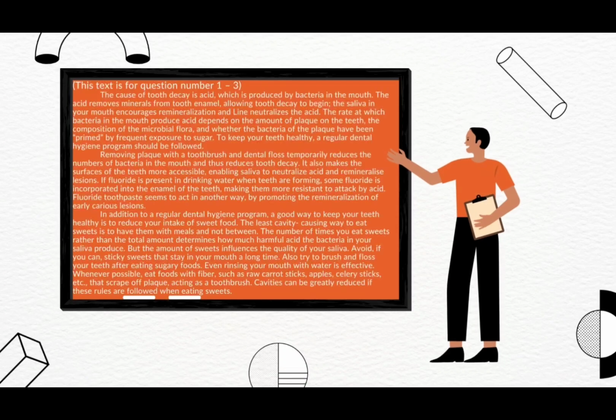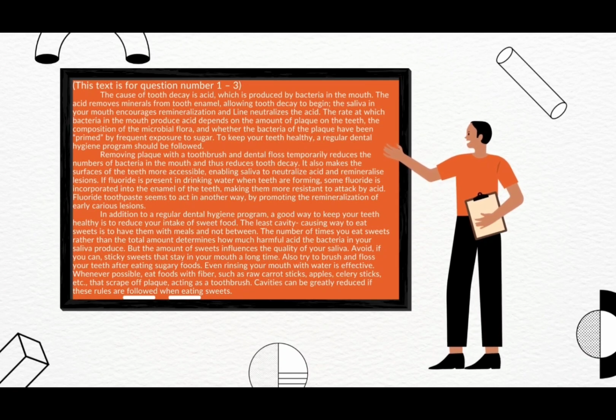In addition to a regular dental hygiene program, a good way to keep your teeth healthy is to reduce your intake of sweet food. The least cavity-causing way to eat sweets is to have them with meals and not between. The number of times you eat sweets rather than the total amount determines how much harmful acid the bacteria in your saliva produce. But the amount of sweets influences the quality of your saliva.